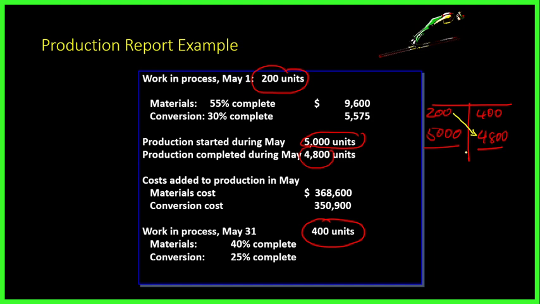Okay, this means the difference of this now. 4,800 minus 200, you will now have 4,600 as your started during the period. It's also completed and transferred. Okay po. So, out of this 5,000, 4,600 was started, completed, and transferred. So, what is not transferred? The difference of these two, which is now 400.